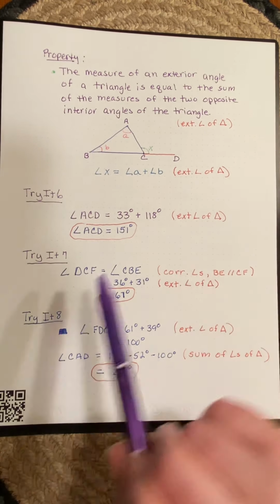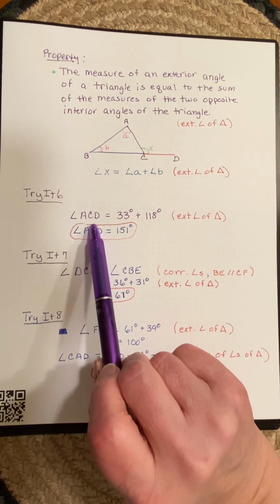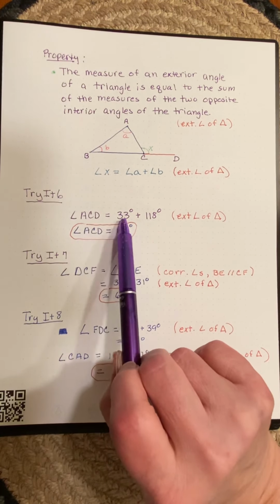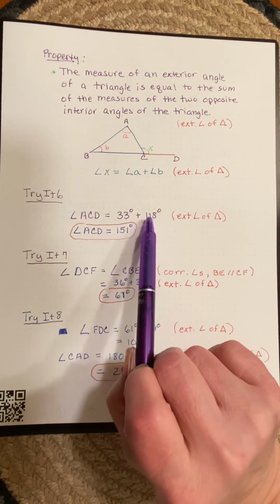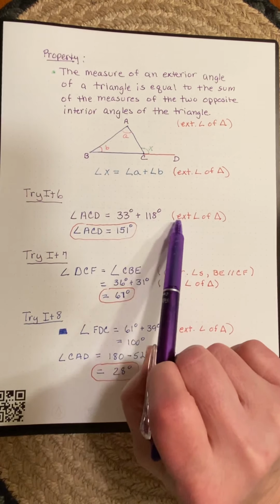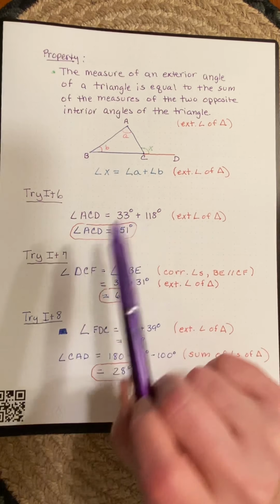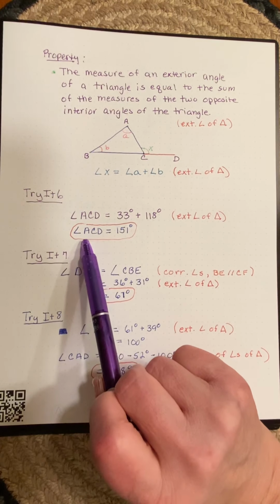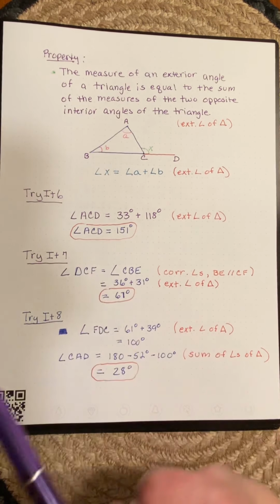So basically all we know is that ACD is an exterior angle. And we're going to add the measures of those opposite angles, which are 33 and 118, because of the property. Added together, we find out that the angle they want us to find, ACD, is worth 151 degrees.